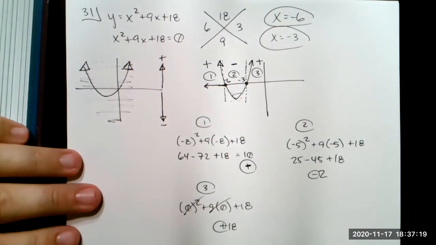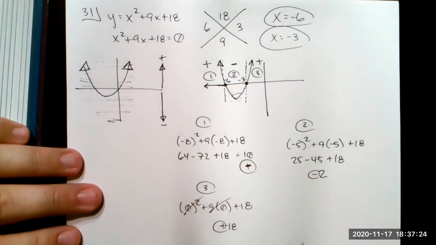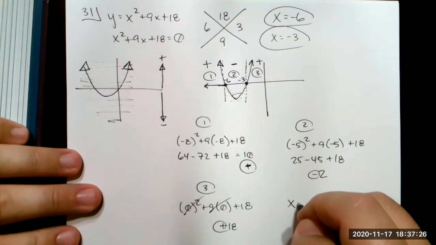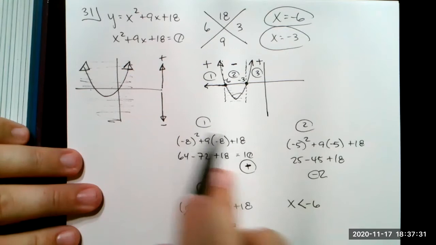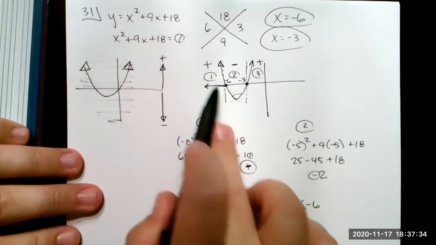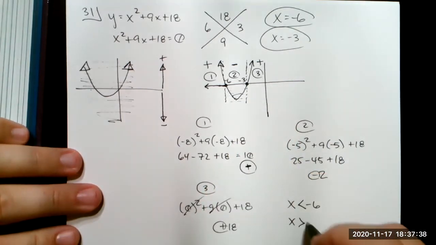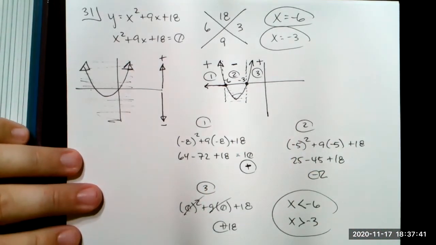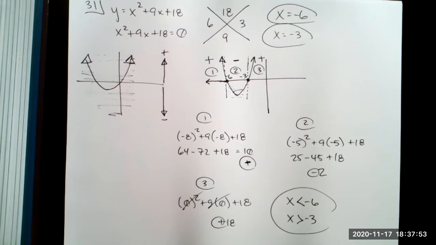So identify the intervals in which the quadratic function is positive. You could say something like this: when x is less than -6, that's up here in interval 1, or when x is greater than -3. As you know, there's different ways to write this. I think it's okay to write it in notation like that, just as long as you can identify where it's positive and where it's negative.